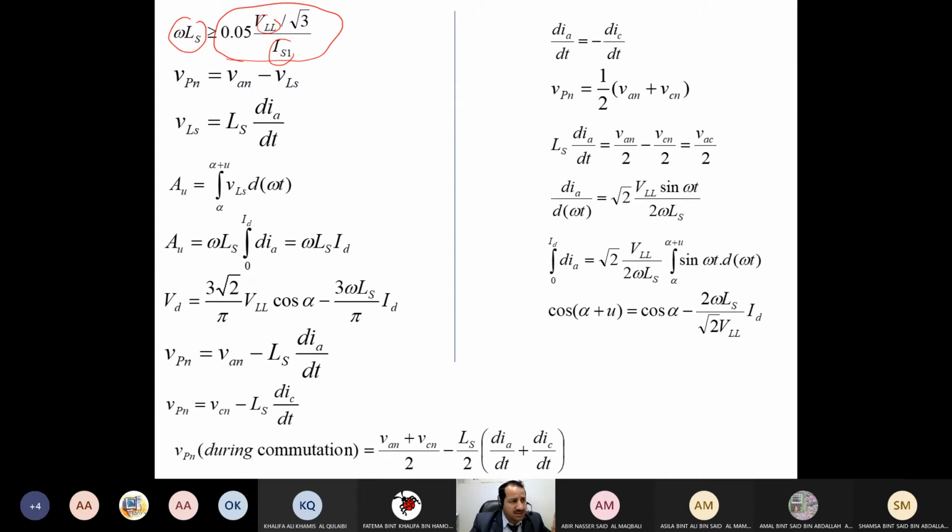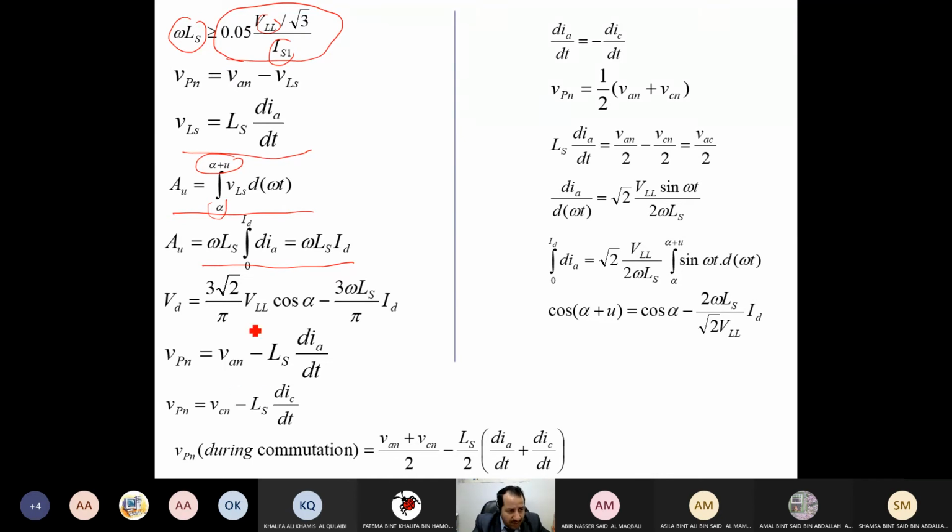So if I repeat the same discussion, VL is L di over dt for the commutation, and I integrate, rather than from 0 to U, from alpha to alpha plus U, because this is the thyristor. We don't integrate from 0, we integrate from alpha, when alpha comes. The supply is applied across the inductance as a short circuit, nothing more, nothing less.